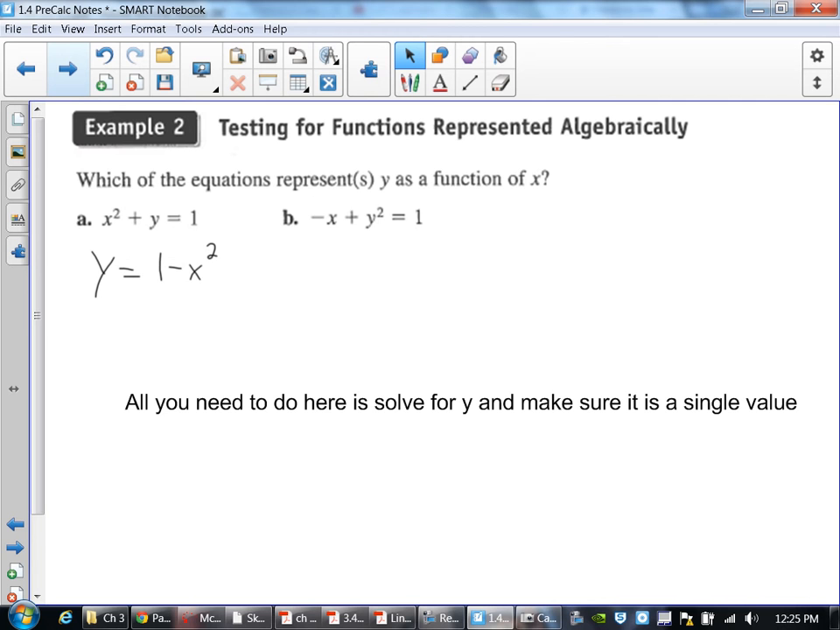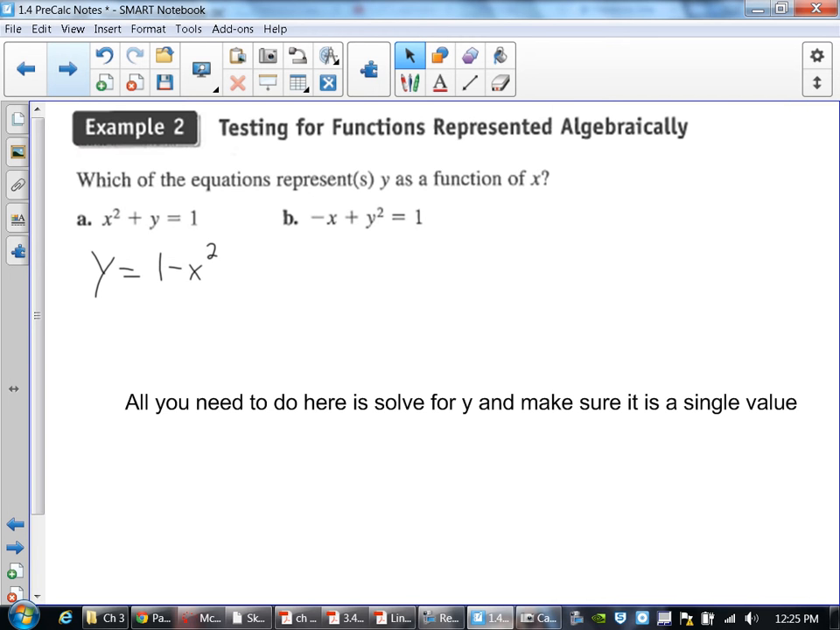Just one value then? What do you mean no? Yeah. I don't know. Think about it. If you pick any value of x, are you just going to get one value of y? Yeah.